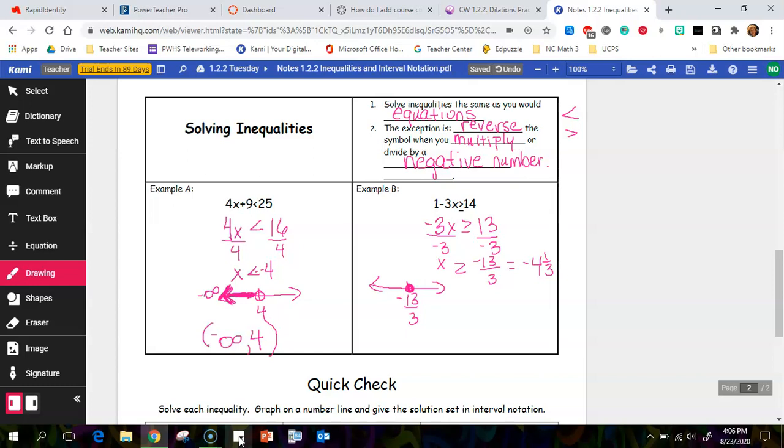Oh, I didn't reverse it. Sorry, that should have changed to less than. X is less than or equal to. Okay, so closed circle, and then my arrow, I'm going to shade going this way. And interval notation, this is negative infinity over here. So I've got negative infinity and negative 13/3. Infinity and negative infinity always get parentheses. Negative 13/3 is going to get a bracket because it is included in the solution set.